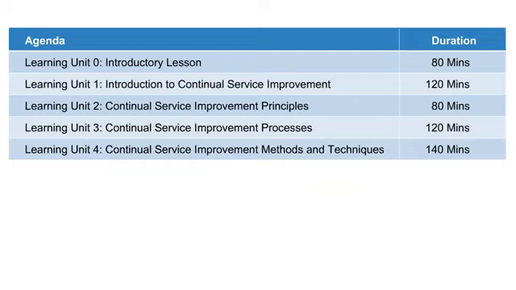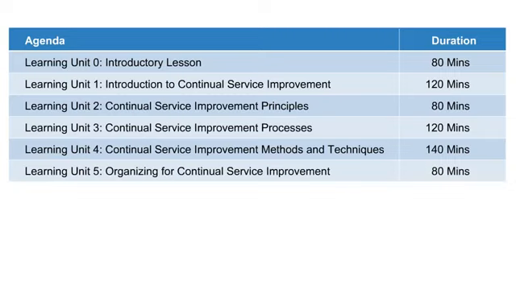Learning Unit 4 covers the continual service improvement methods and techniques. This learning unit provides a wide variety of methods and techniques that can be used in the CSI activities, ranging from soft and vague to factual and scientific, often providing either both or a mixture of qualitative and quantitative measurement results. Learning Unit 5 talks about organizing for continual service improvement. This learning unit covers various aspects to be considered while implementing CSI.